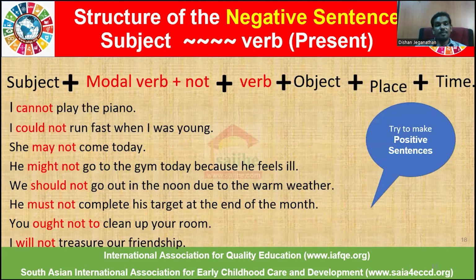Examples: I cannot play the piano. I could not run fast when I was young. She may not come today. He might not go to the gym today because he feels ill. We should not go out at noon due to the warm weather. He must not complete his target. At the end of the month, you ought not to clean up your room. I will not treasure our friendship. So in negative sentences, modal verbs are followed by not, and then comes the main verb.